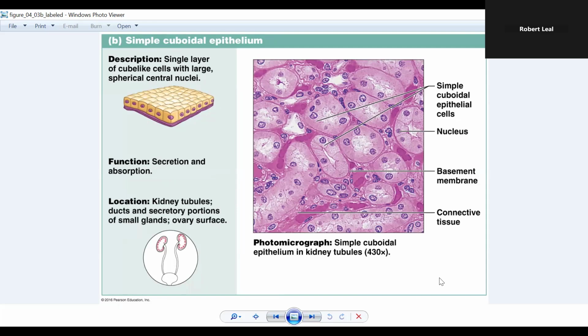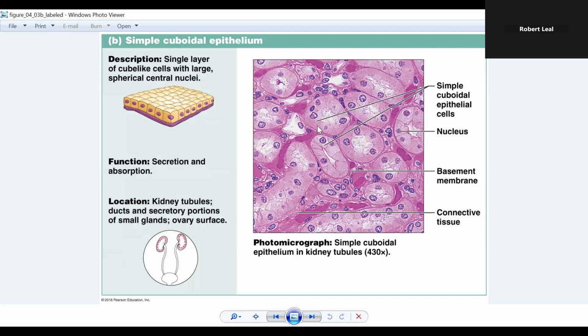Secretion, in other words, the cell is making something and it secretes it, or absorption. So let's give an example. It says here in the kidneys, there's also some glands. They're going to secrete products, and it's going to be excreted out of the cell. Now, when you look at the actual slide, the little dark regions, again, those are the cell's nuclei.